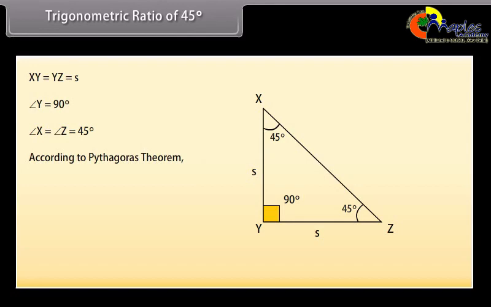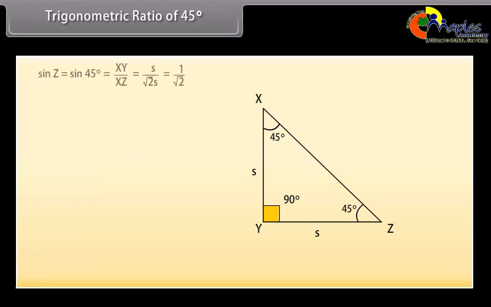According to Pythagoras' theorem, XY square plus YZ square is equal to XZ square. By substituting the values, we get s square plus s square is equal to XZ square. XZ square is equal to 2s square, so XZ is equal to square root 2 s. Sin Z is equal to sin 45 degree, which equals XY upon XZ, which equals s upon square root 2 s, which is equal to 1 upon square root 2.